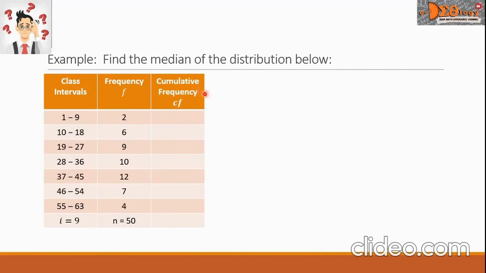We need a column for the cumulative frequency, that is the CF. And the values for this column are here. This number 2 is copied from the frequency of the first class. Then 2 plus 6 equals 8. So we write here 8. 8 plus 9 is 17. 17 plus 10 equals 27. 27 plus 12 equals 39. 39 plus 7 equals 46. And 46 plus 4 equals 50. The cumulative frequency of the last class must be equal to the total number of frequency. Let us now write the formula of the median.